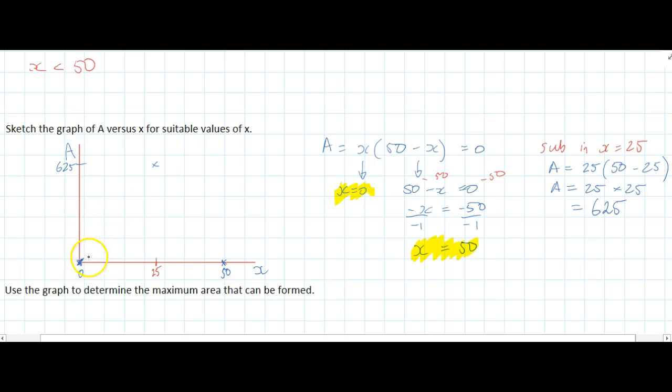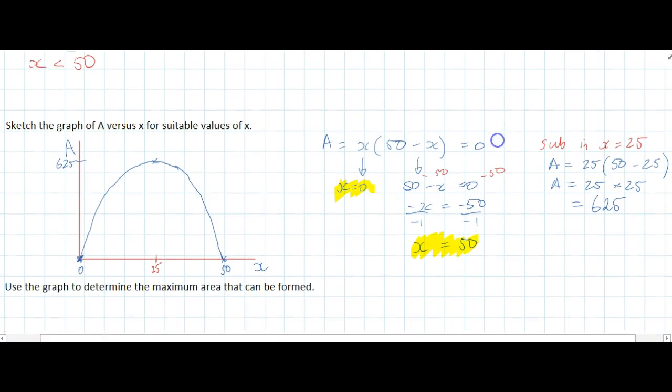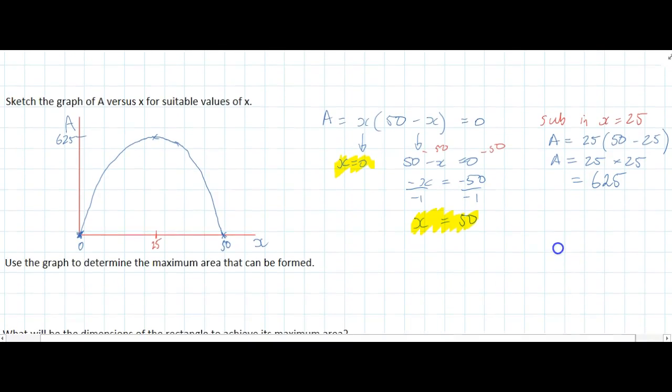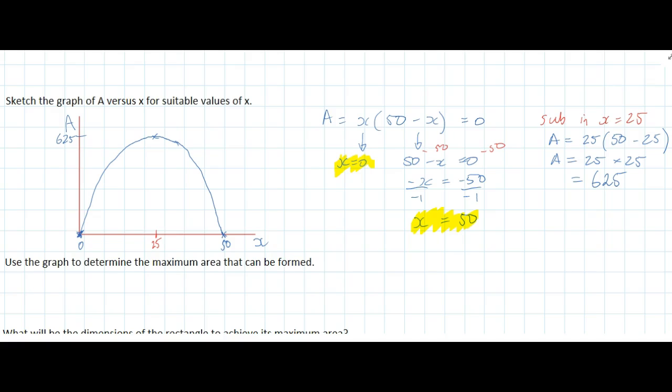You will notice that this one is an inverted parabola. It doesn't go below the x-axis, because remember we said that values of x greater than 50 don't mean anything. So the turning point is 25, 625.